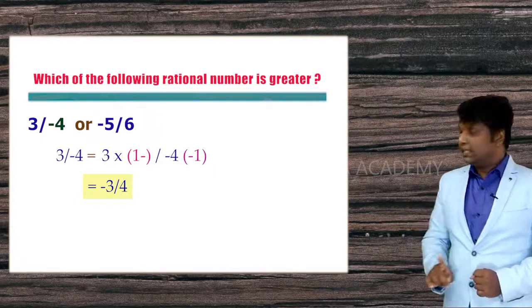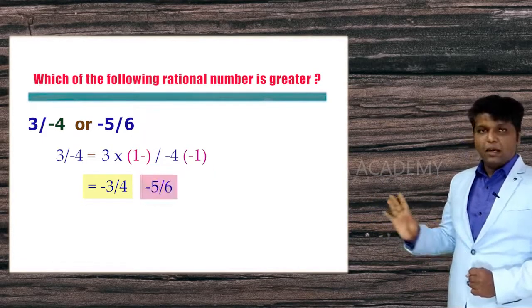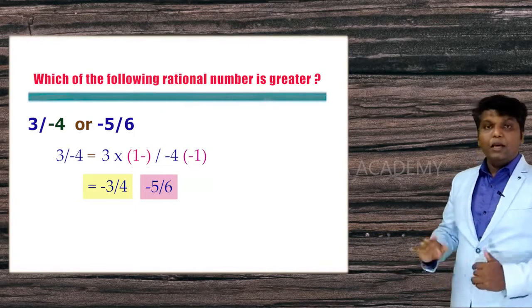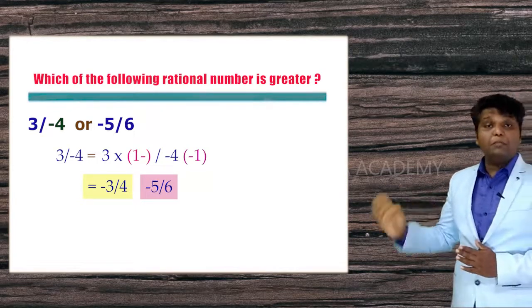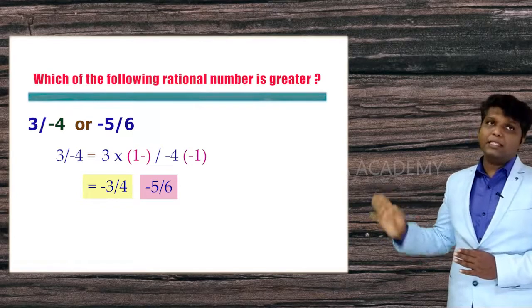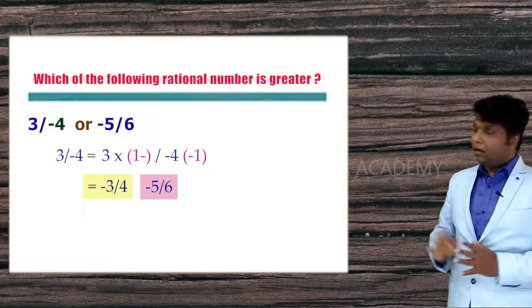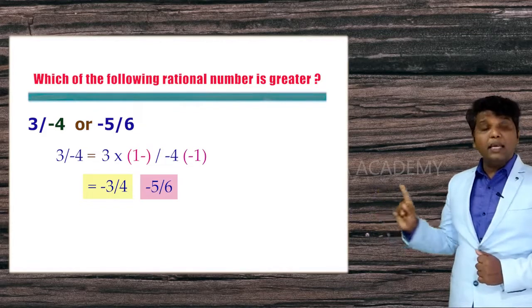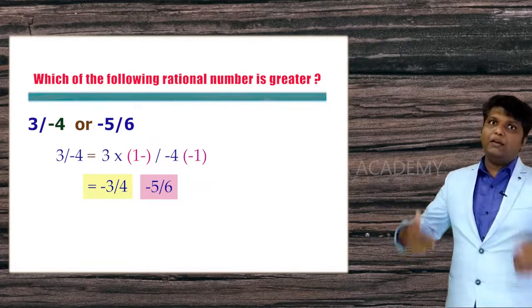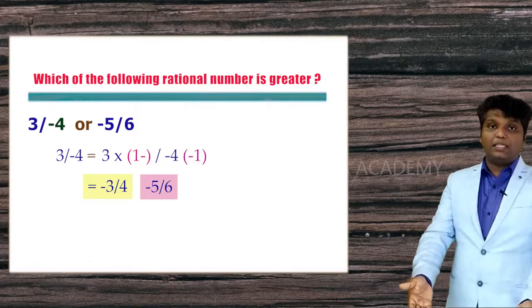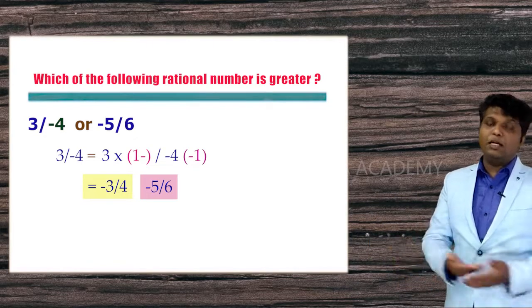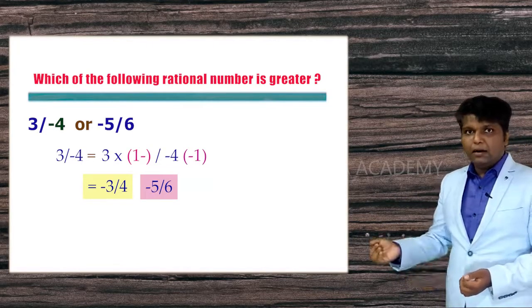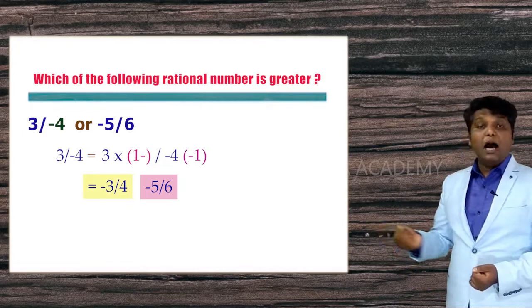What about the second number? It's in the general form, right? Minus 5 by 6, it's in the general form. Now you have two numbers here. One is minus 3 by 4, the second one is minus 5 by 6. Now let us compare. What is the second step? Check out the denominators. Are they equal? If they are equal, we can directly go to the last step, checking the numerators, and come to the conclusion. But here, you can see the denominators are different.